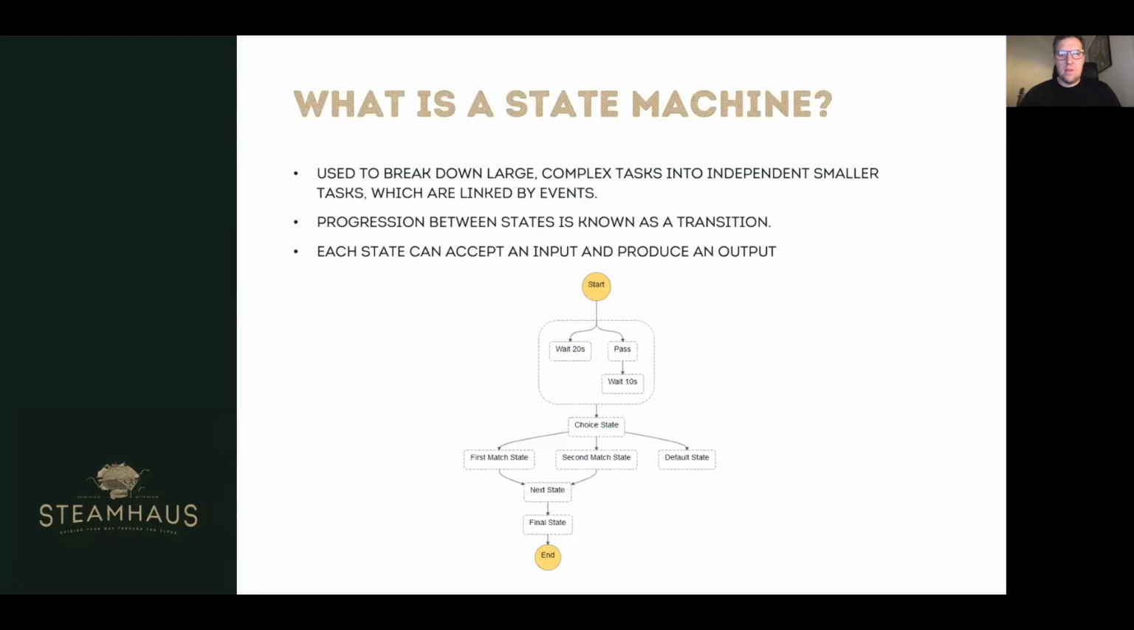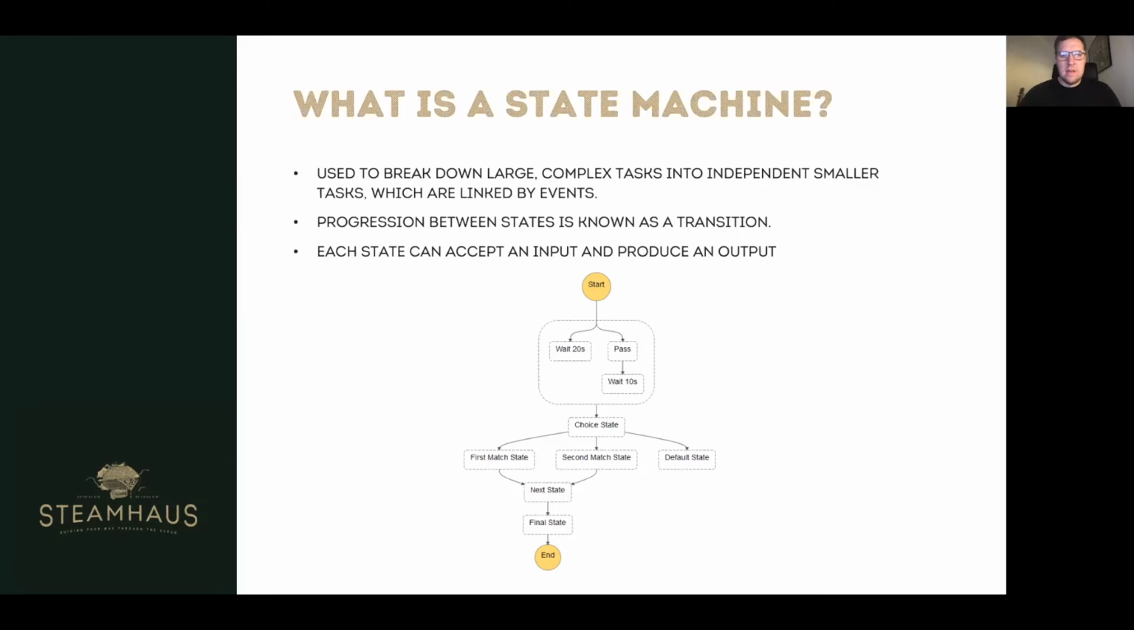So before we discuss step functions, I'd briefly like to discuss the concept of state machines, what they are and why they're useful, because they're a fundamental part of the step function service. They're used to break down large, complex tasks into independent, smaller tasks, which are linked by events. And progression between each of the states in the state machine is known as a transition. If you look at the diagram below, these transitions are depicted by the connecting arrows that connect each of those states there. And each state can accept an input and produce an output.